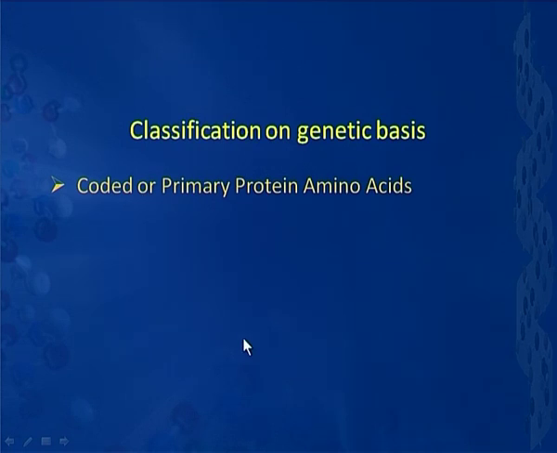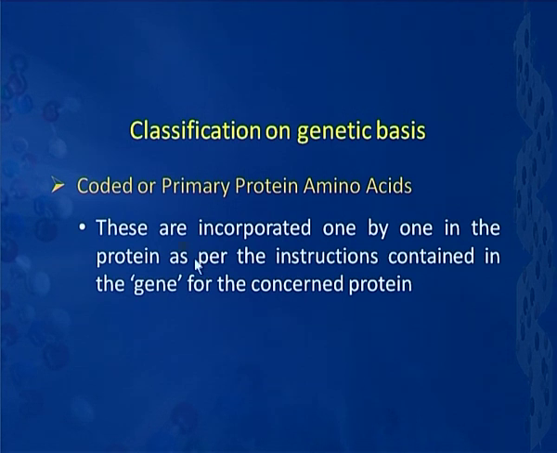As the name suggests, coded means these are the amino acids for which the genetic code is available. And secondly, these are the ones which are incorporated one by one in the protein as per the instructions contained in the gene for that particular protein. As I mentioned earlier, there is a large number of amino acids. We talked about 20 amino acids, then there are some other amino acids, and there are many more of them.